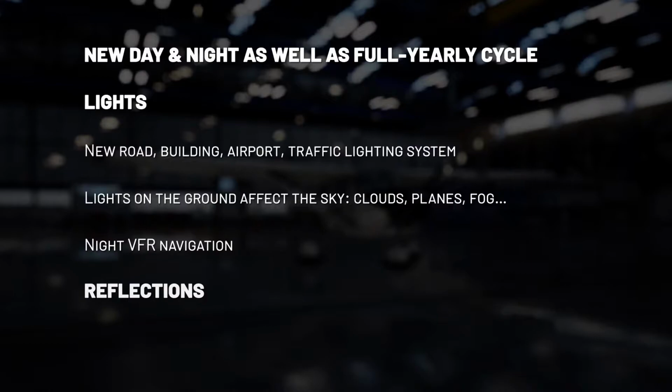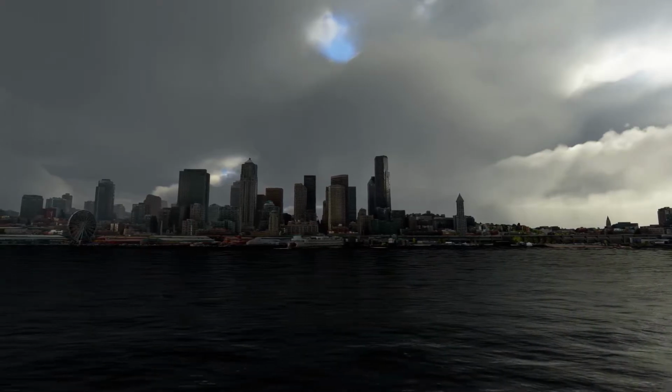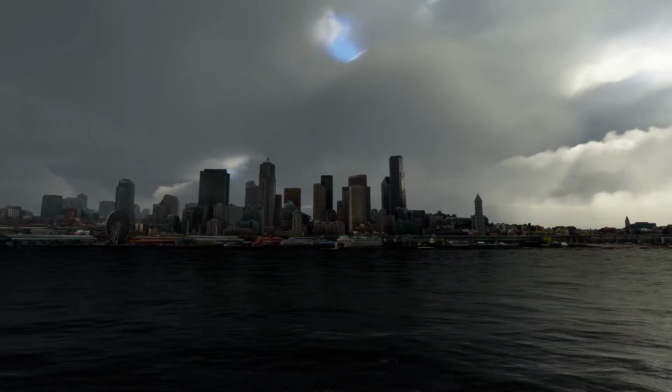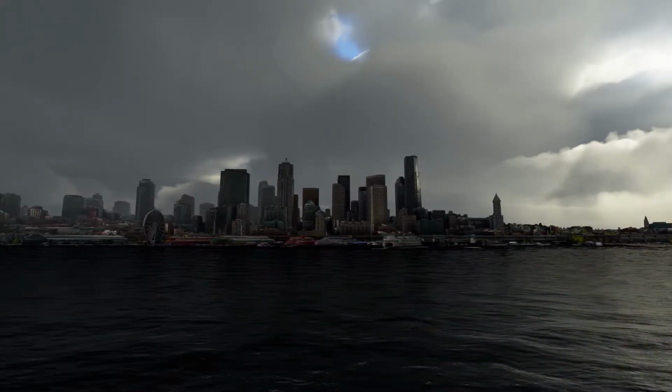You will see all those lights reflect on the water, for example, which is also rendered as a layer of the atmosphere. It sounds weird, but it's actually the case. So you can see on those videos that during a dark day, the water will be super dark and the reflection of the buildings are really dark.